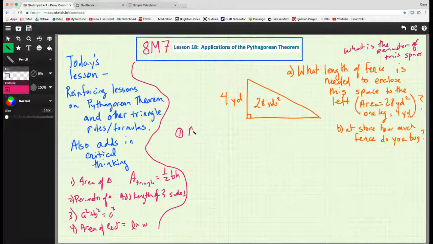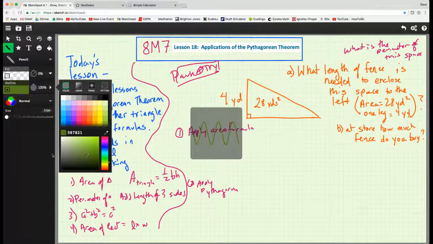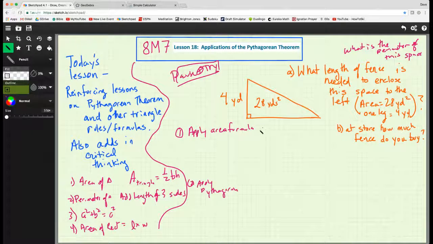One, we're going to have to apply the area formula. And 2, then we're going to apply the Pythagorean theorem. If that gives you any hint, I encourage you to pause and try, or if you remember how to do this from class, pause and try to solve this problem. Now I assume that you're back.